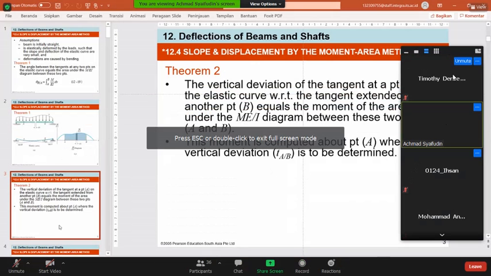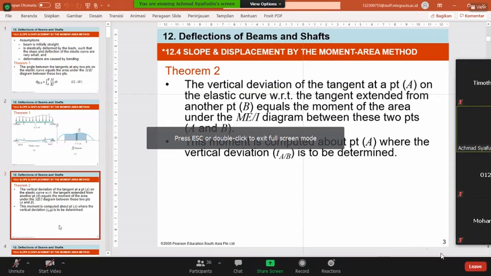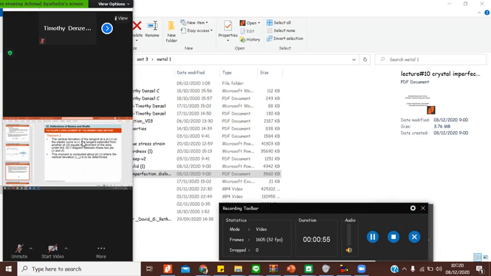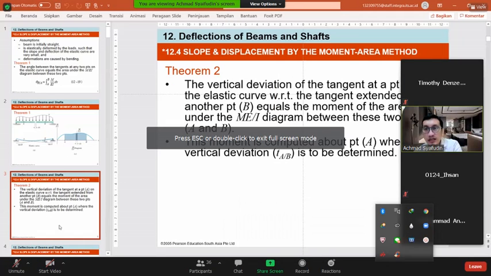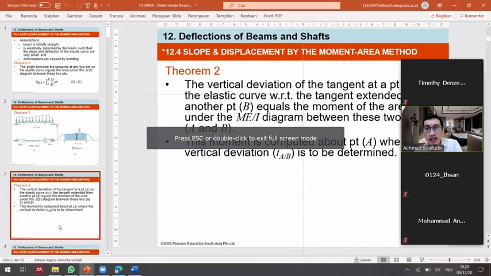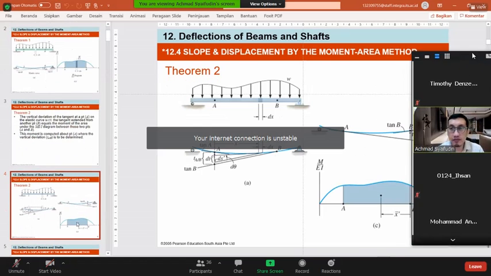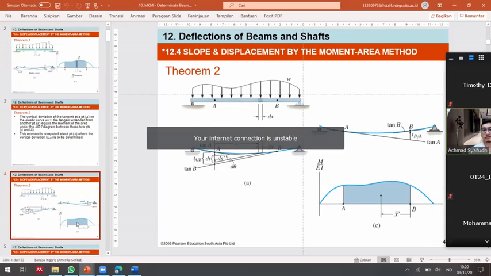And the second theorem, of the tangent at point A equals the moment of the area. Okay, can you understand this statement? Let me see the diagram.